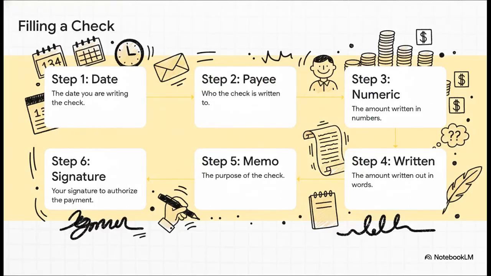It's a really simple flow, right? You pop in the date, then you write who you're paying, that's the payee. Next, you put the amount in the little box with numbers. And here's the part that's super important. You have to write that same amount out in words. Then a quick note in the memo, and finally, your signature makes it all official.